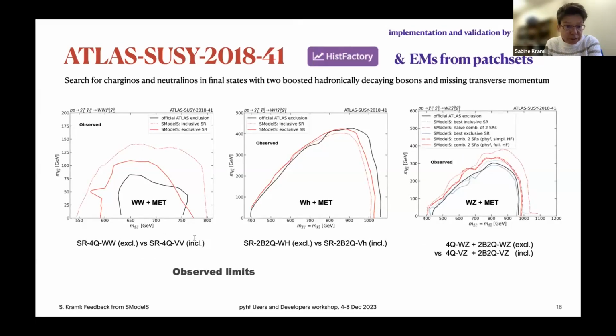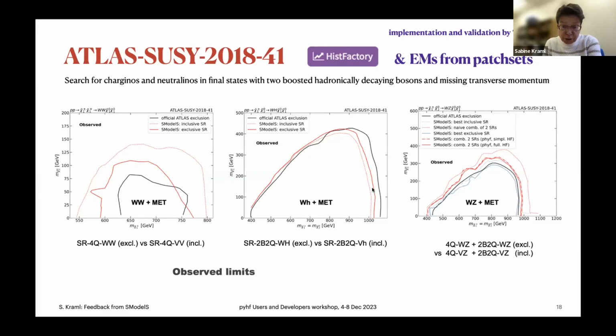Anyway, these plots compare the exclusion we get from the inclusive signal regions with respect to the exclusive signal regions. Here on the left for WW plus missing energy, the dotted line is the inclusive signal region SR4QVV, and the full line is the SR4QWW. That's really targeting this final state, and you see there's an improvement with respect to the official ATLAS limit.